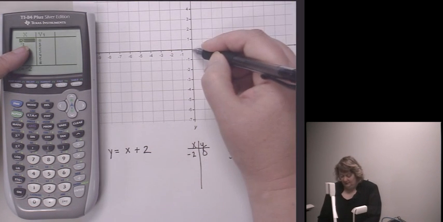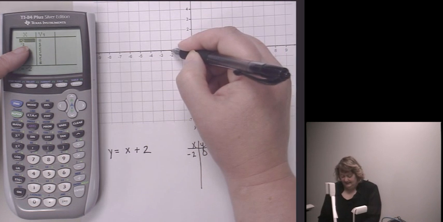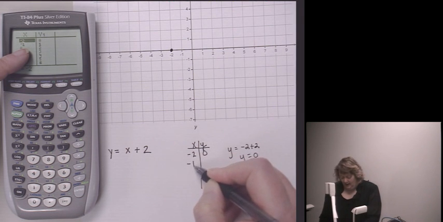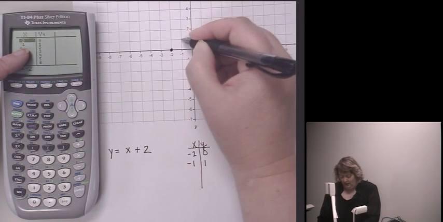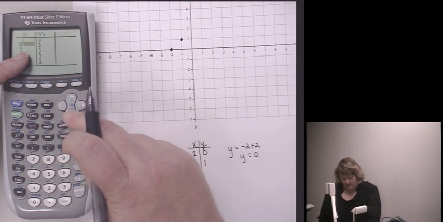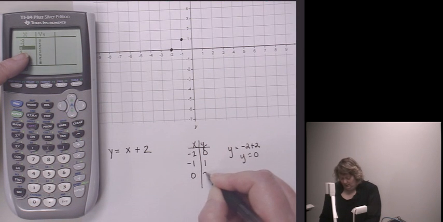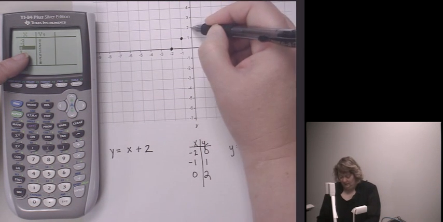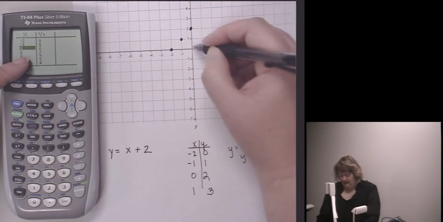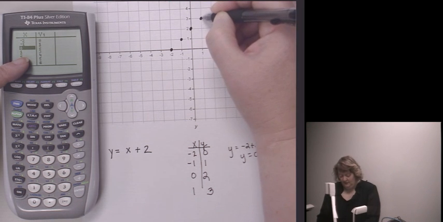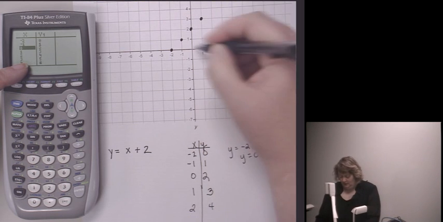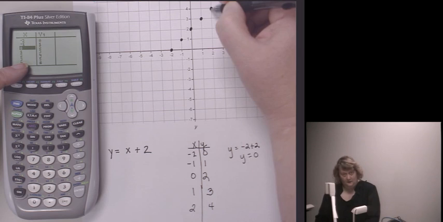So negative 2 on the x-axis and 0 is an ordered pair. The next ordered pair is negative 1, 1. The next one is 0, 2. Then 1, 3. Then 2, 4.